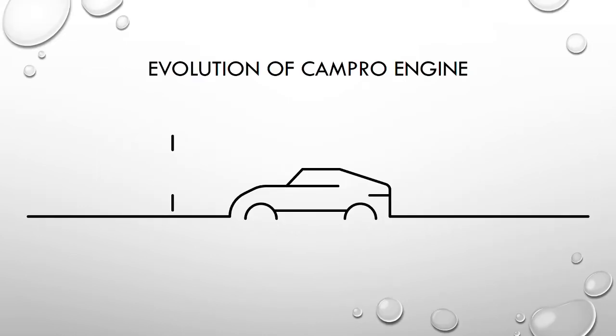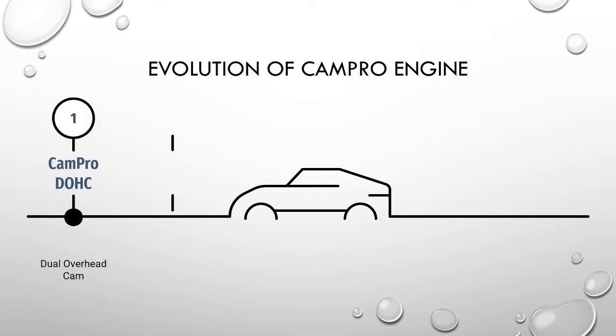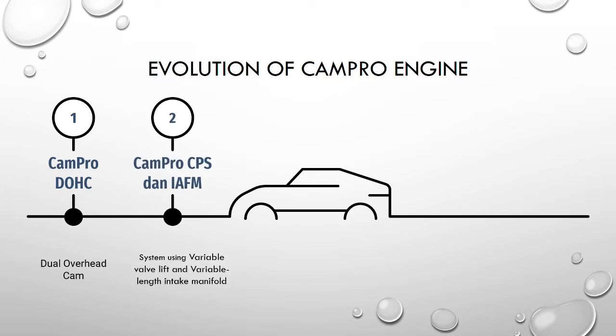Here is the evolution of the Campro engine. The first Campro engine made its debut with the Campro dual overhead cam, or Campro DOHC. It made its debut in 2004, fitted to the Gen 2 models. Next is the Campro CPS and IAFM. This Campro engine system uses variable valve lift and also a variable length intake manifold.